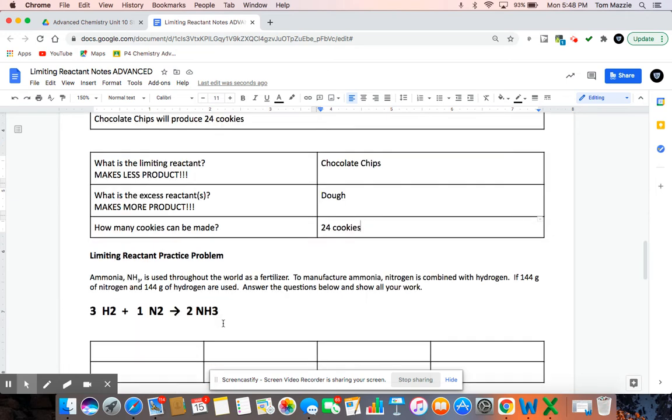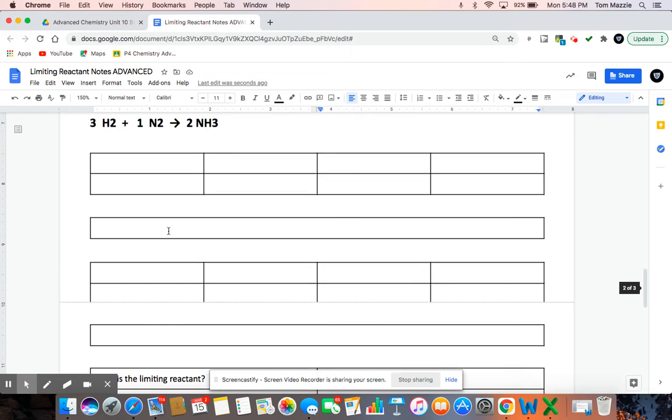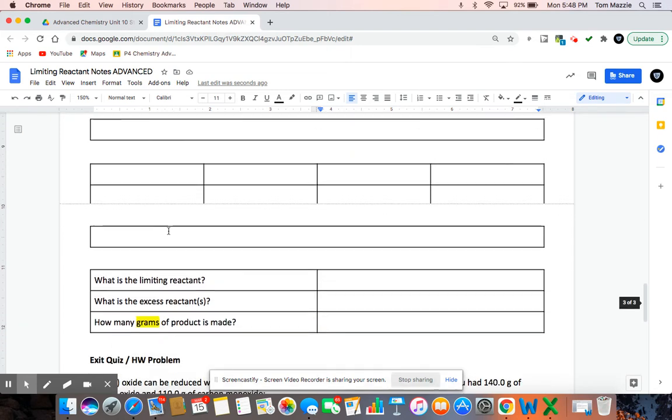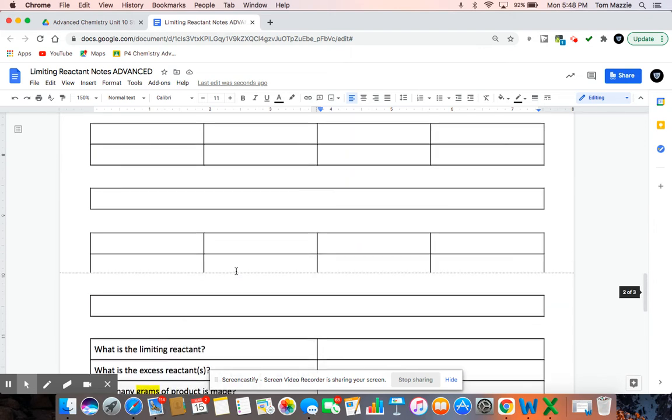Now, let's do an actual chemistry example. It says ammonia is made by combining hydrogen and nitrogen. It says if we start with 144 grams of nitrogen and 144 grams of hydrogen, answer the questions below. And these questions are asking the same thing that our previous questions asked. What is the limiting reactant? What is the excess reactant? And how many grams of product can we make?